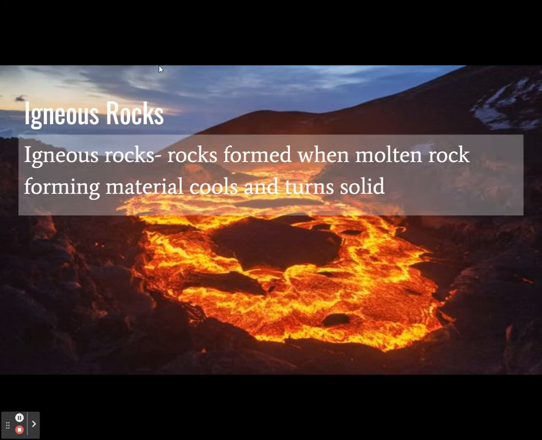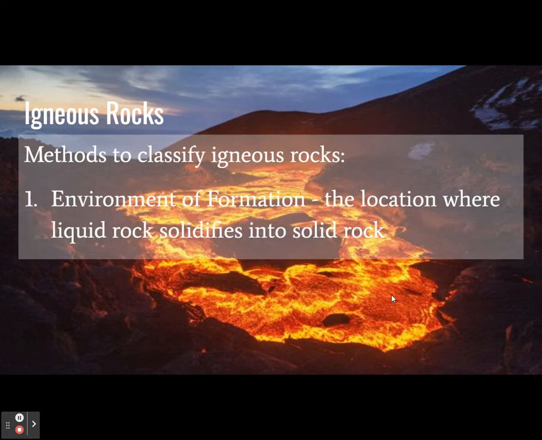All right, so igneous rocks are rocks that are formed from molten rock material when it cools and solidifies. So when lava hardens or when magma hardens, that's an igneous rock. So an igneous rock is sometimes called a lava rock, but it could also be a magma rock as well. So the biggest classification for igneous rocks is based on its environment. So the location where the rock solidifies into solid rock.